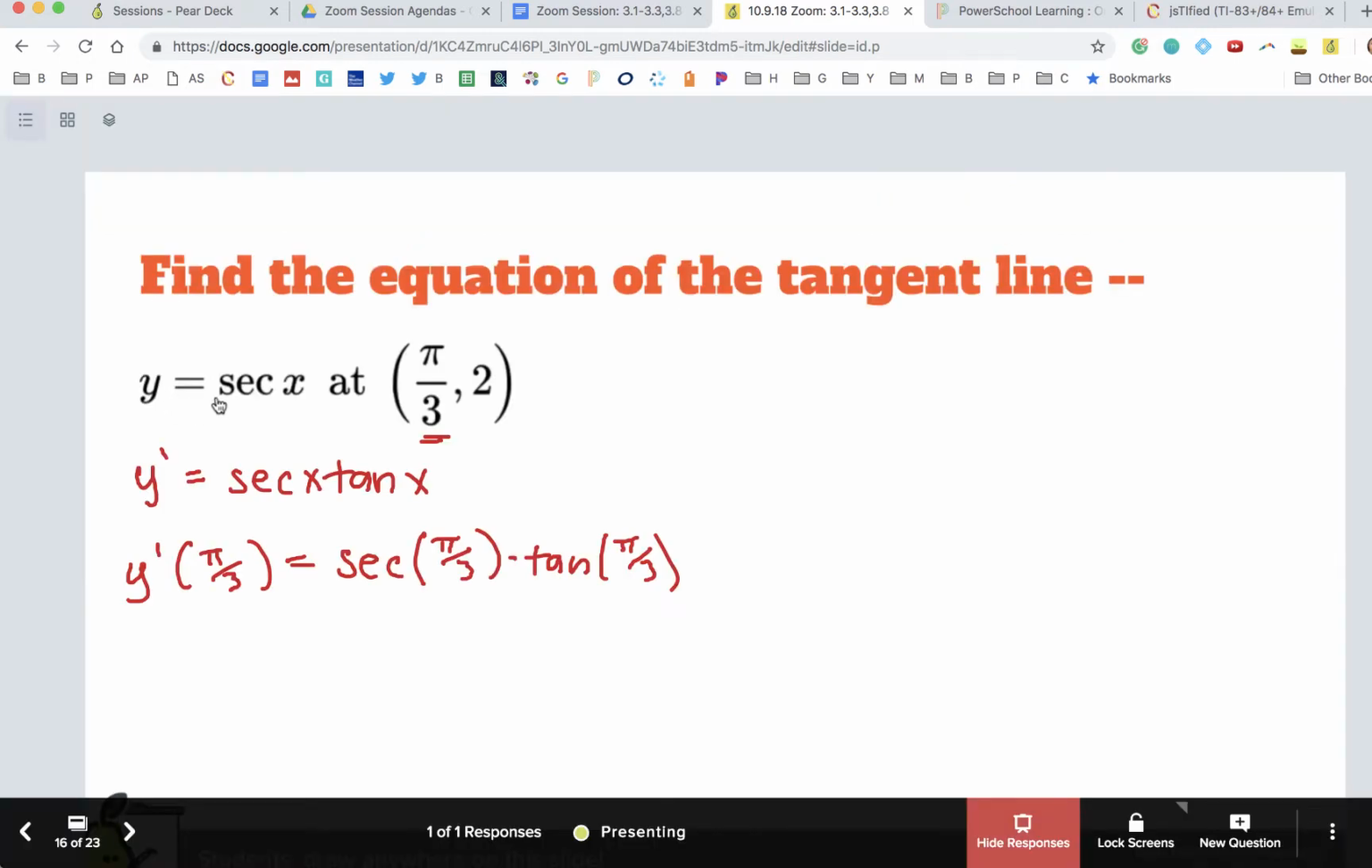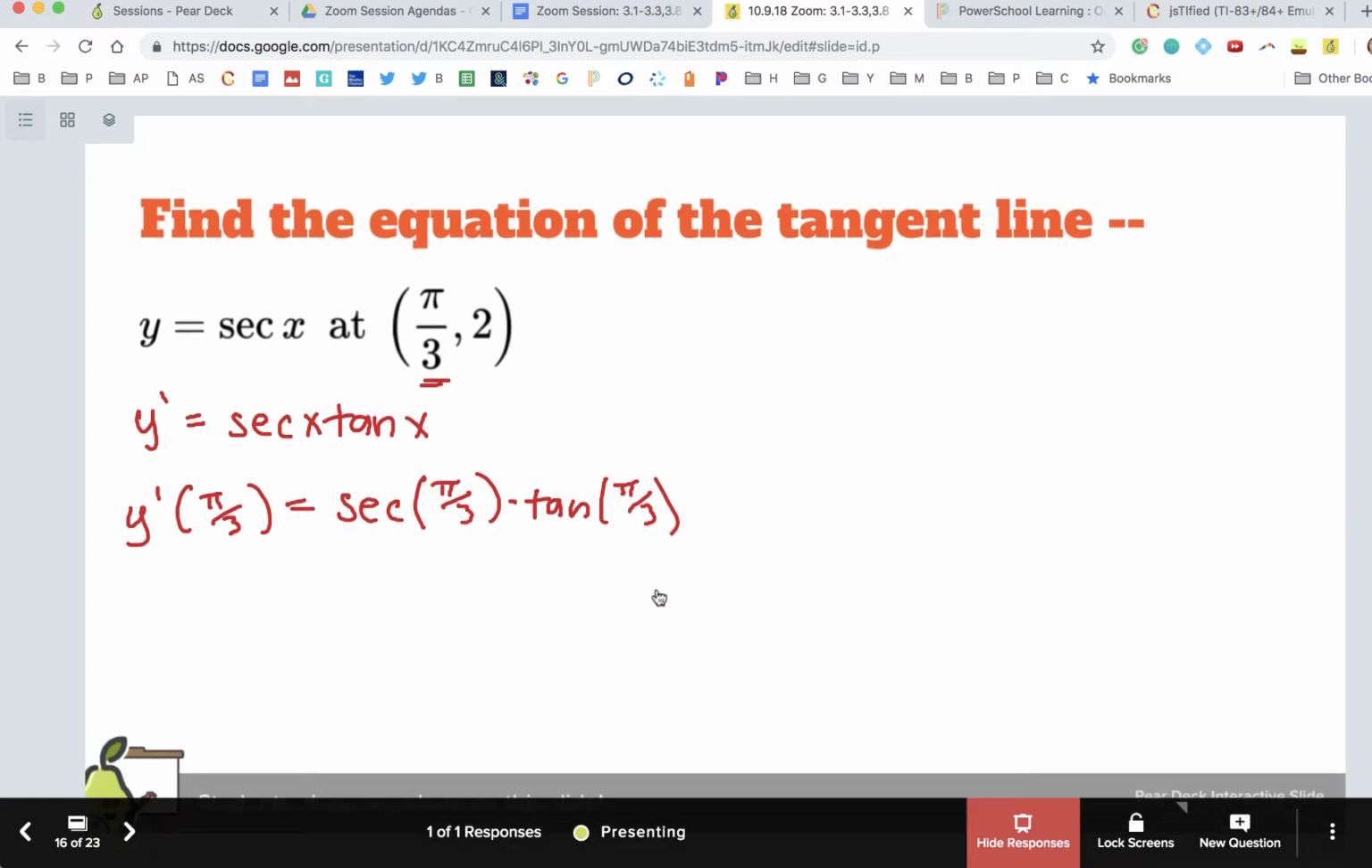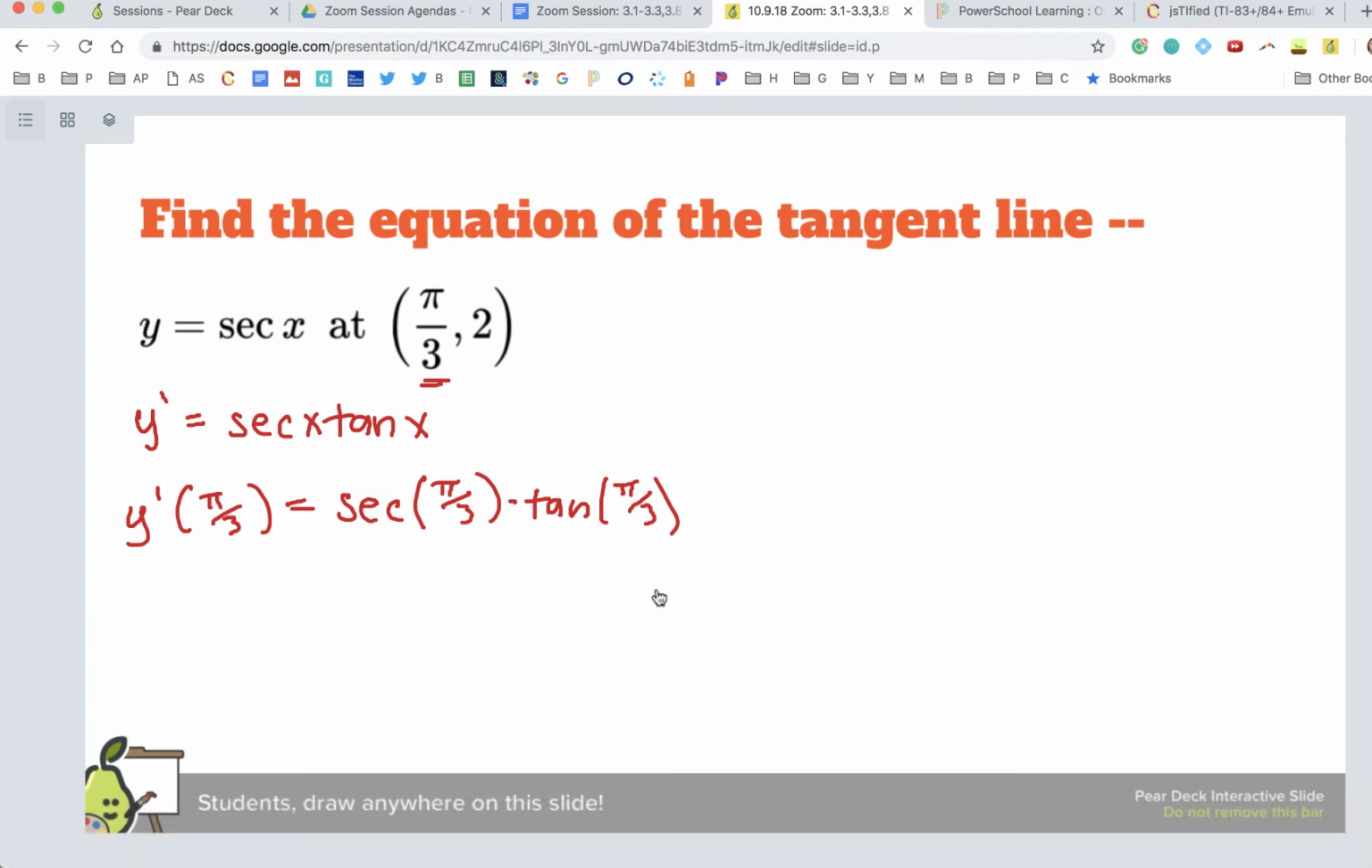Find the equation of the tangent line. All right. So the derivative of secant x, y prime, is secant x tangent x. Now we need to evaluate that at the point pi over 3, right? So y prime of pi over 3 is secant pi over 3 times tangent of pi over 3. Now what if I told you no calculators allowed? How do we do this? Well, we know that secant is 1 over cosine. We know that tangent is sine over cosine.